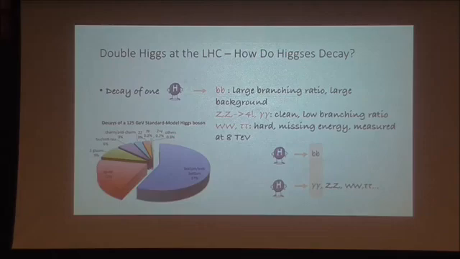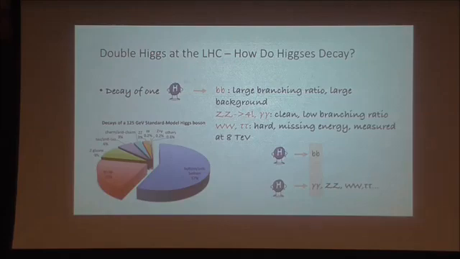When we think of the decay of one Higgs, we can have the Higgs decay to a pair of Bs. This one has a very large decay branching ratio, but it also has a large background. At the other extreme, we can think of the Higgs decay to a pair of Z, then Z decays, or to gamma gamma. Those are very clean channels, but they also have very low branching ratio. WW and tau tau have sizable branching ratios, but it is a hard measurement because there are missing energies involved.